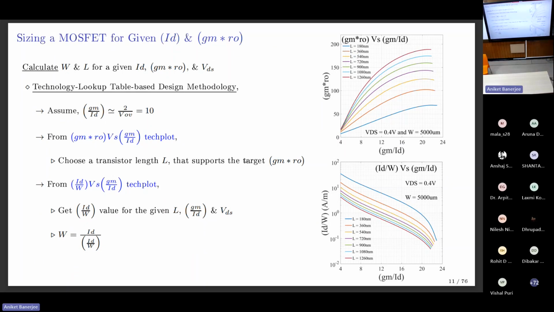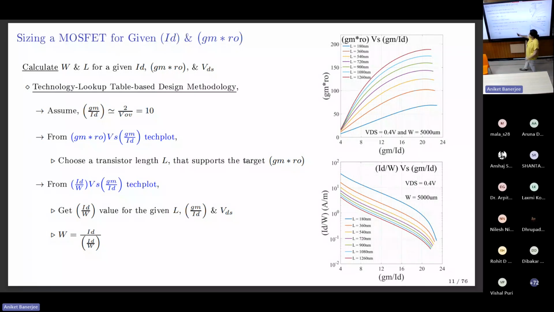Now what if we have a gm*ro, right? We're designing for a certain intrinsic gain. We still have ID, but we have gm*ro also, which is the intrinsic gain of the FET. Again, we start with the process and assume a gm/ID for that. Now, please don't think of it as something set in stone. You can challenge everything we're saying. You have to think of it as a methodology. So gm/ID of 10.